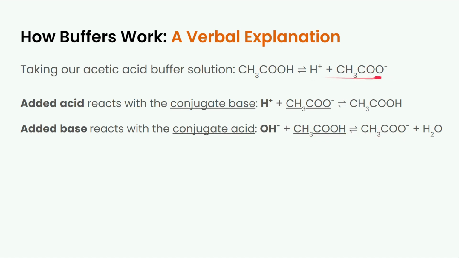So the concentration of this is increased. Our dynamic equilibrium is disturbed. So the acetate anion will combine with some protons to reform acetic acid and try to move the equilibrium position back to where it was initially before we added any base.